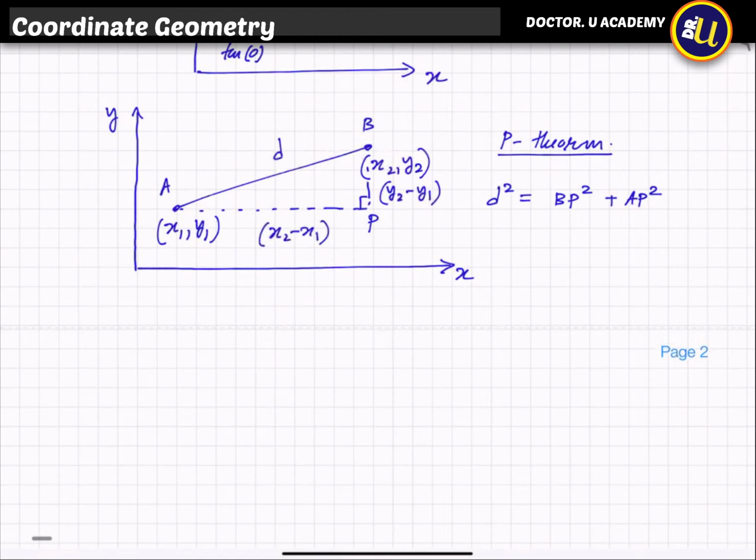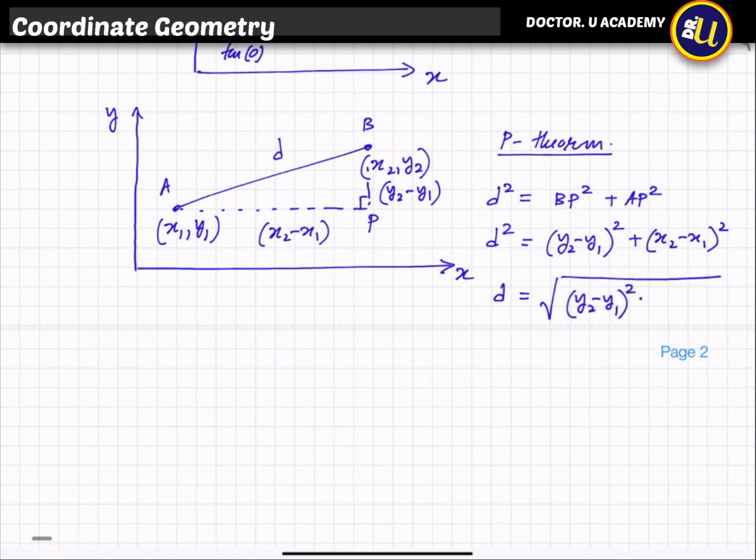So I will plug that in over here. bp is y2 minus y1 whole thing to the power 2, plus x2 minus x1 the whole thing to the power 2, and that is d squared. So d would be the square root of (y2 minus y1) squared plus (x2 minus x1) squared. That's the distance of a line when the points are given.